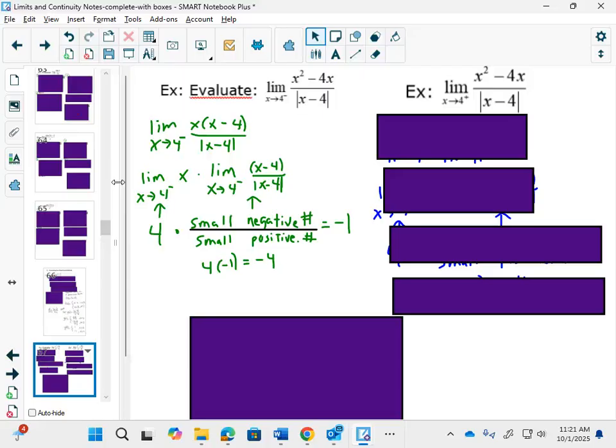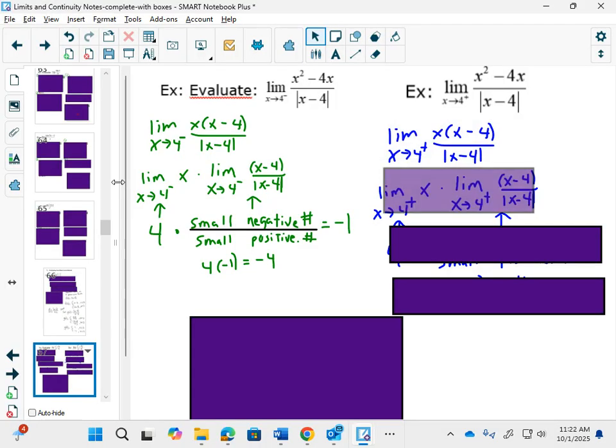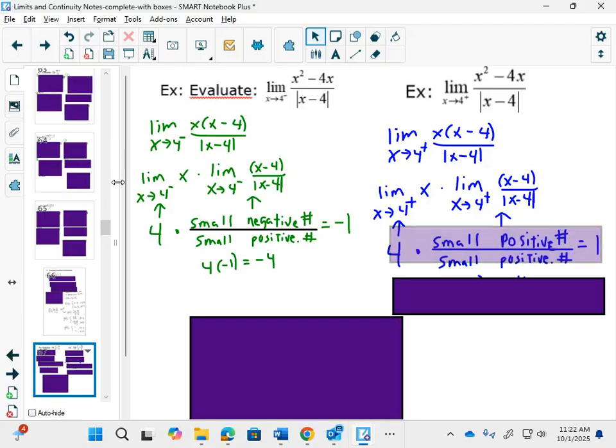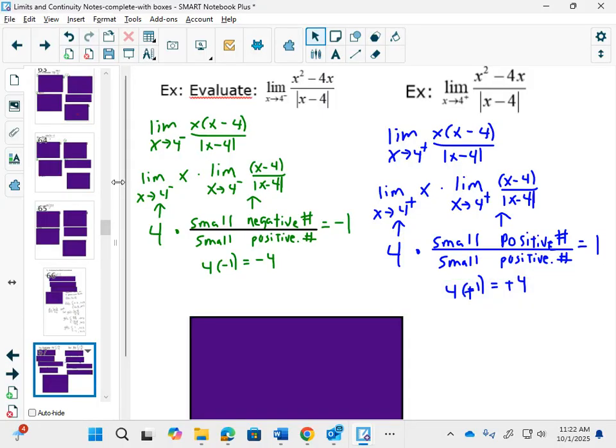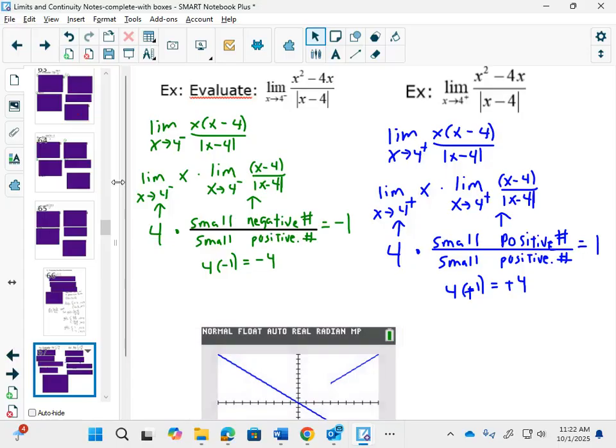So from the left side, this becomes 4 with a negative. If we go from the right side, again, I can break it up. Limit as x goes to 4 of x, and limit as x goes to 4 of x minus 4 over this. This will be positive number over positive number, which is 1. And that's still 4. 4 times 1, this is 4. So based on the negative side and the positive side, we could say that the overall limit wouldn't exist. We look at its graph, it's broken up that way.